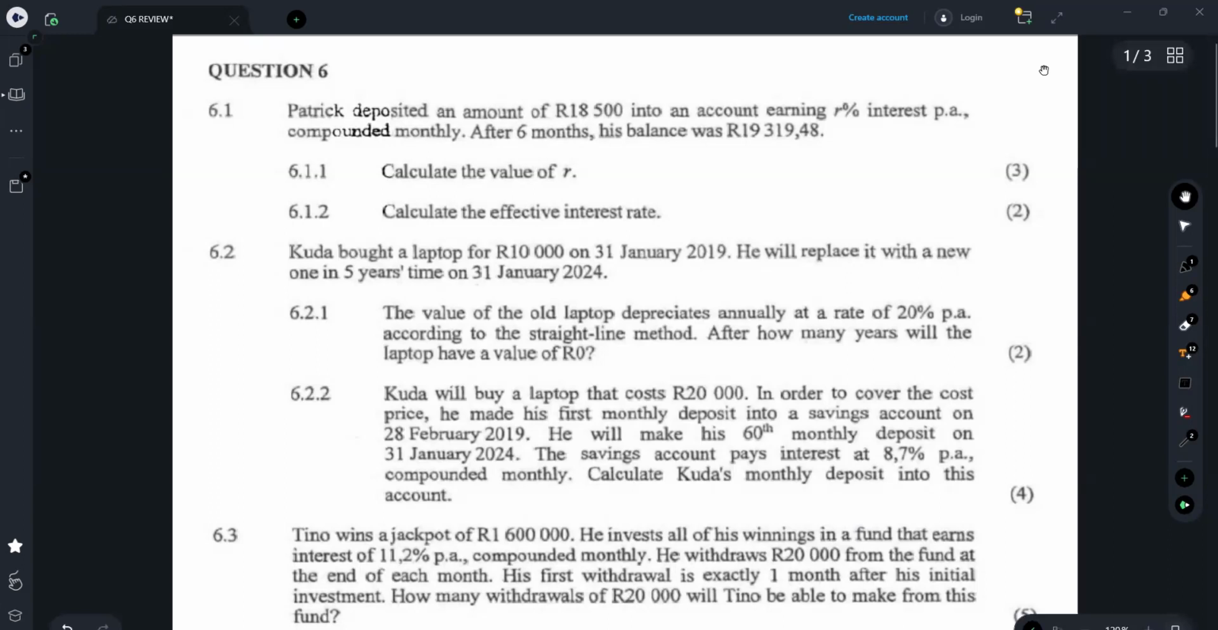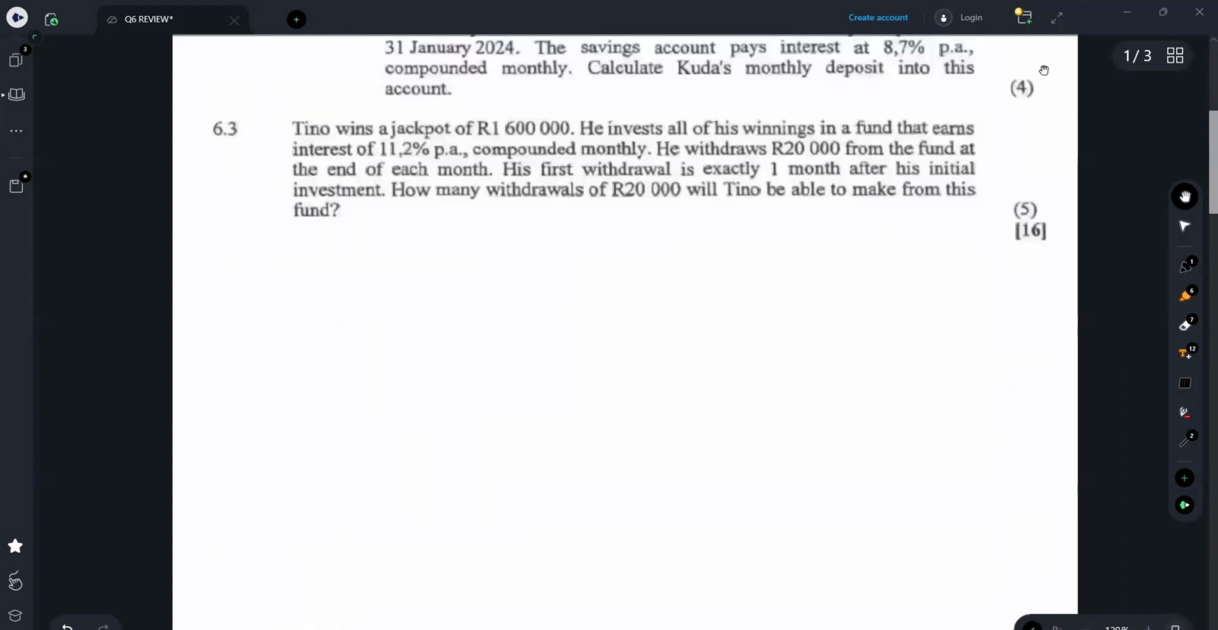So in this case, we should know that this money was growing in that account at a compounded rate, isn't it? So remember that you can grow money in two ways. You can look at it from compounded or using the straight line method. Now in this case, we were told that it's compounded monthly. So we're going to use the compounded formula. Okay, let's go down and answer that question.